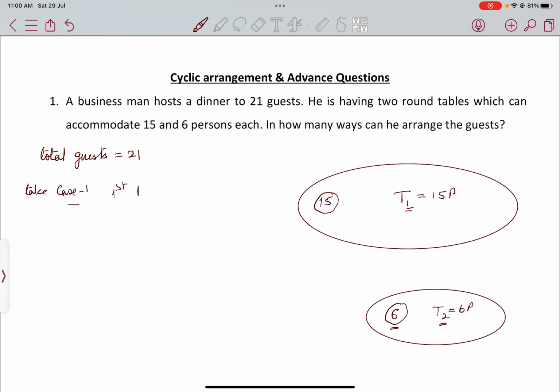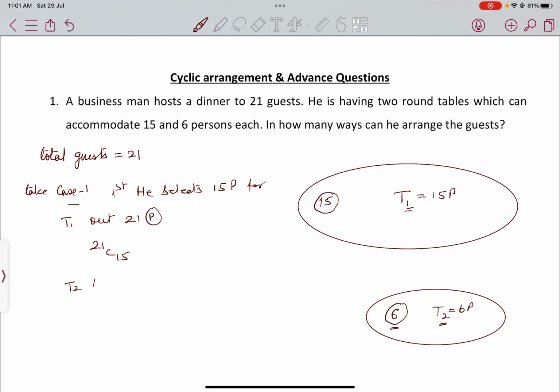First the host selects 15 persons for table 1 out of 21 persons. So he will select 21C15. The remaining are 6, 21 minus 15.